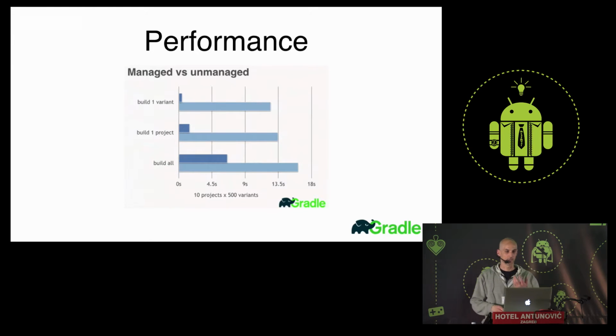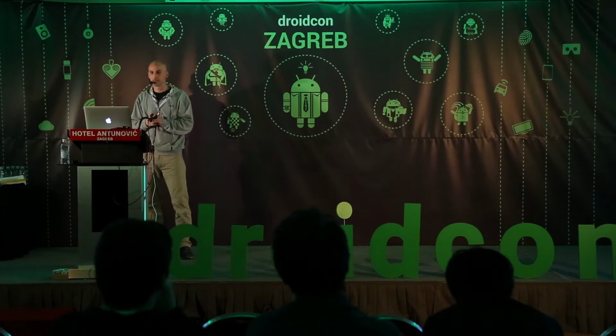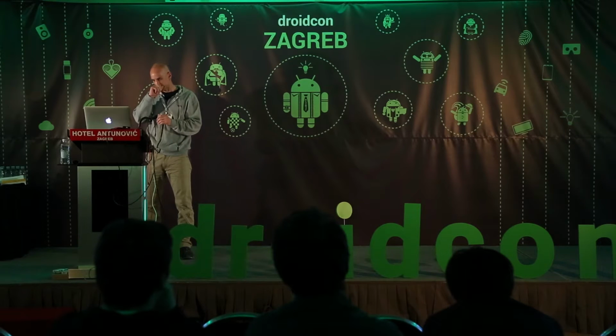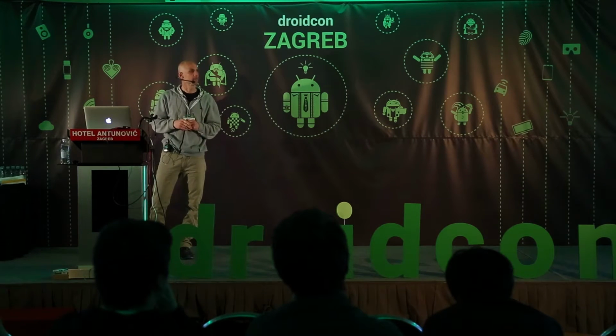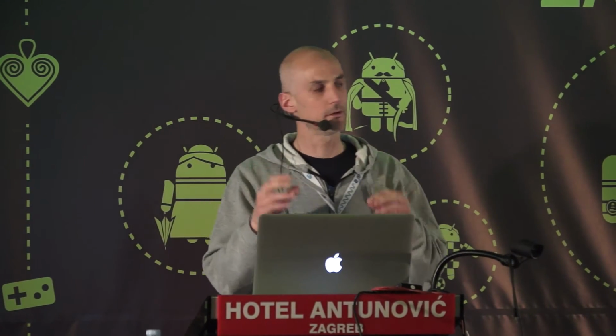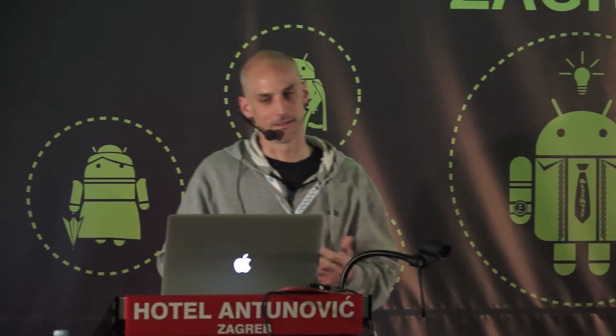This is probably the coolest graph about this whole new approach. You can see in light blue how long it takes to make a full build of an Android project. It's at 15 seconds or something. If you build only one project, it's like 13 seconds. And if you build only one variant, it's maybe 12 seconds. That's the current model. Now with the experimental model, you can see that the dark blue is always lower, so it is faster by default.